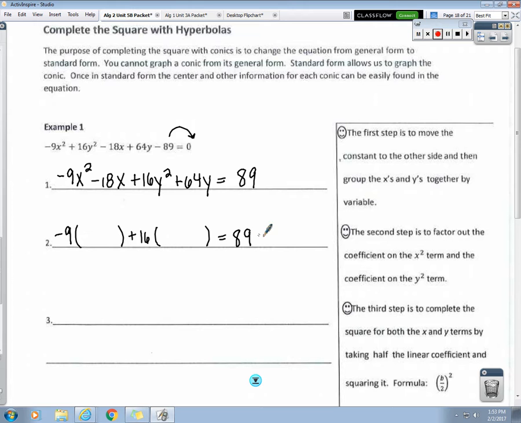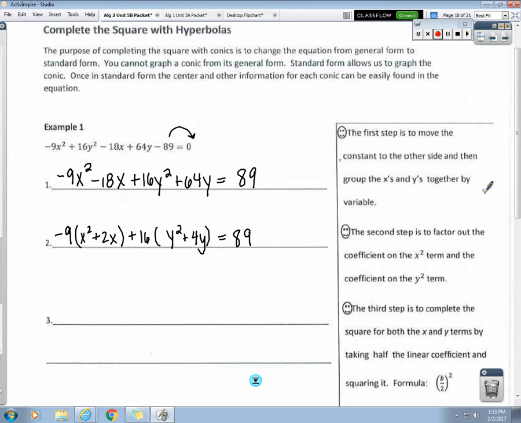Now watch. I'll give you time to copy after I do this. Remember, when you're factoring out a number, you're basically dividing it out. So negative 9x squared divided by negative 9 is just 1x squared, right? And then here, watch this. Negative 18 divided by negative 9 is positive 2x. So over here, when I factor out 16 from 16y squared plus 64y, what would be left? y squared plus 4y. 64 divided by 16 is 4.